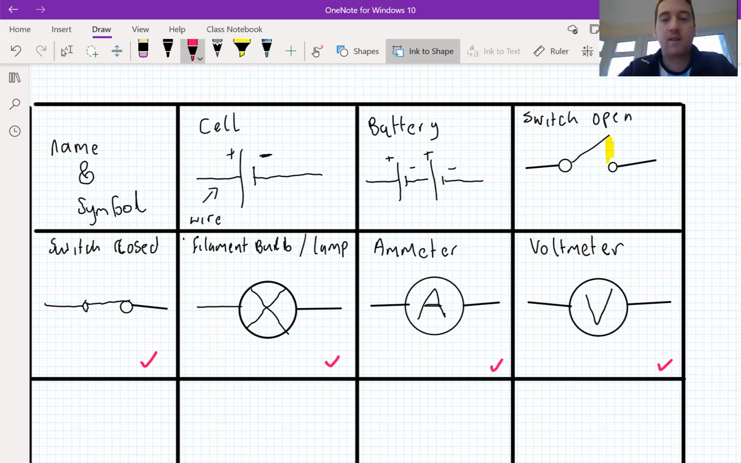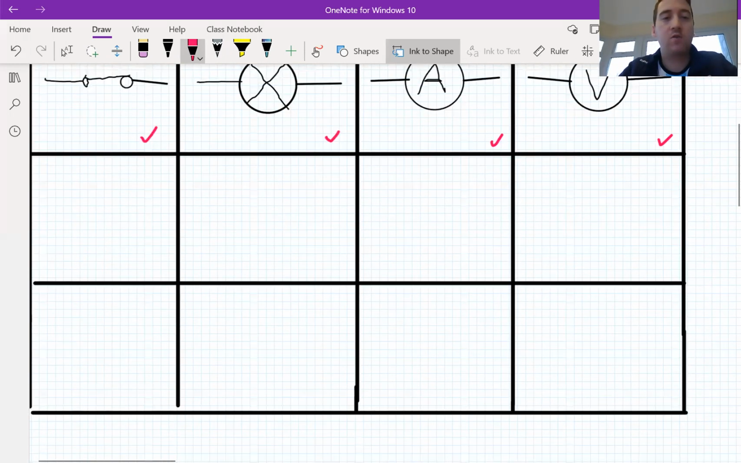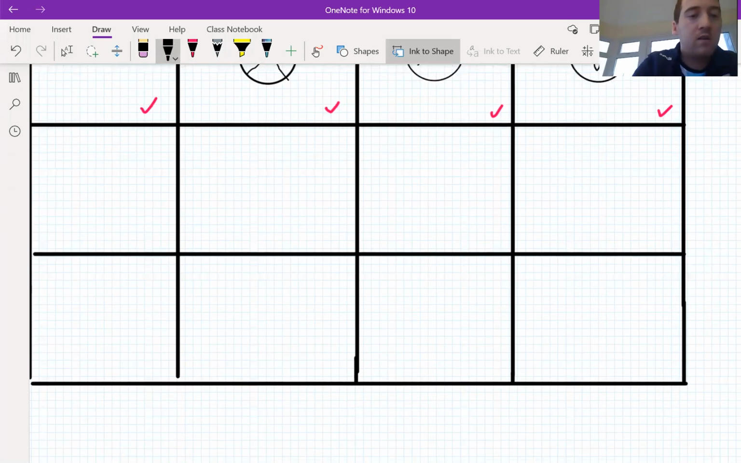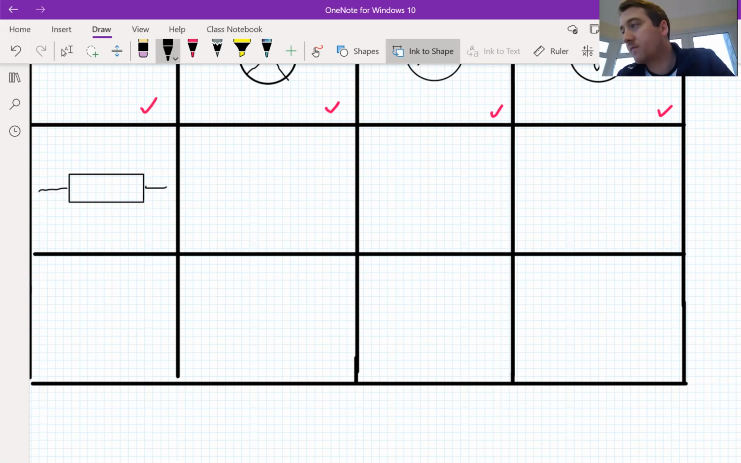Okay, onto the next line. I am drawing a wire that connects to a long rectangle like this, and then the wire continues. This is what we call a resistor. This is the symbol for a resistor. And a resistor is a device which limits the flow of the current.